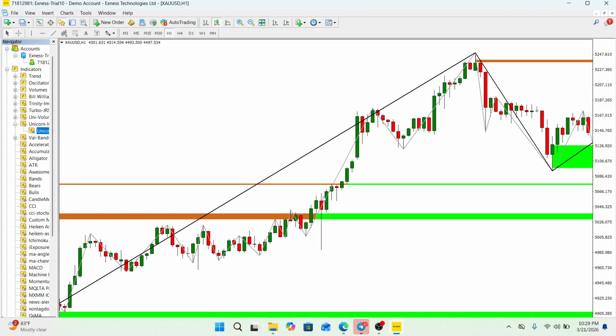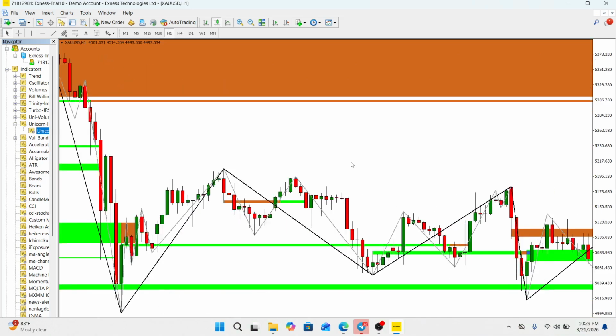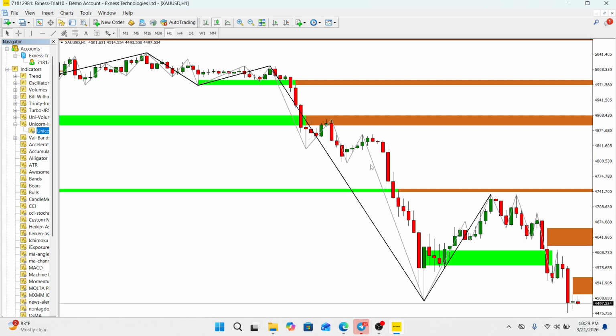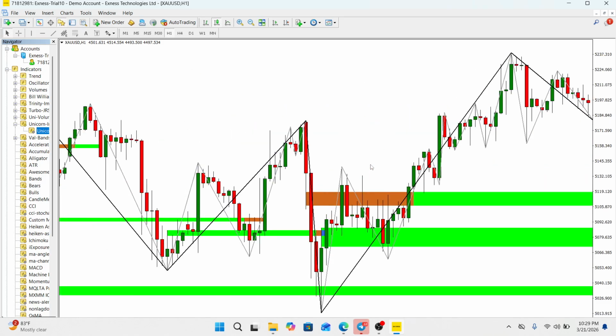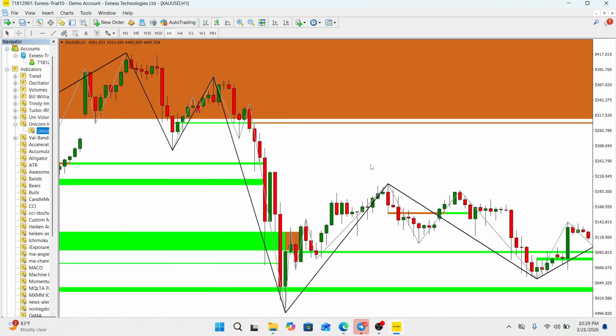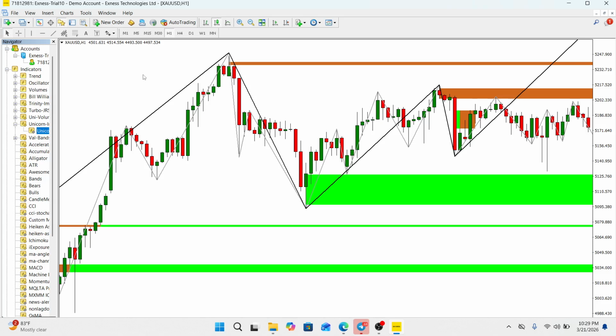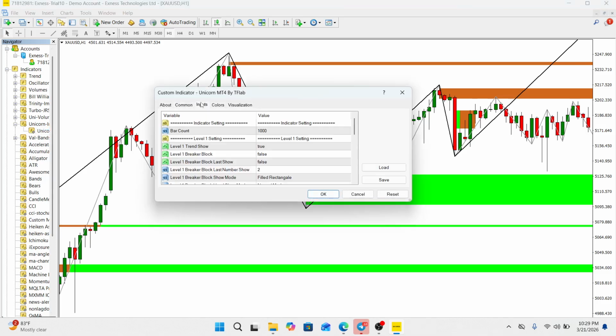The Unicorn indicator plots distinct visual markers, such as colored labels, on the main chart whenever its internal conditions suggest a potential bullish or bearish opportunity. Bullish markers appear near or below price and imply that the indicator's logic sees favorable conditions for upward movement. Bearish markers appear near or above price and imply the opposite. As signals accumulate, you see a track record of where the tool has highlighted possible turning points or continuation zones within the prevailing trend. As for the indicator settings, let's take a look at what we have.